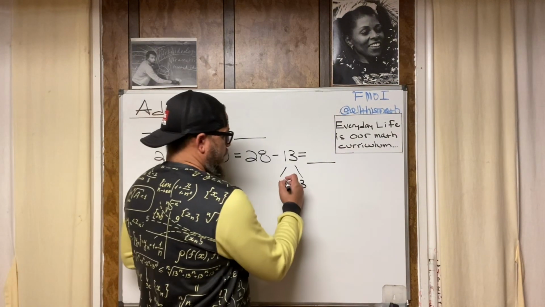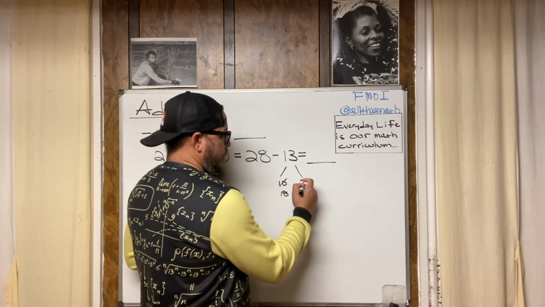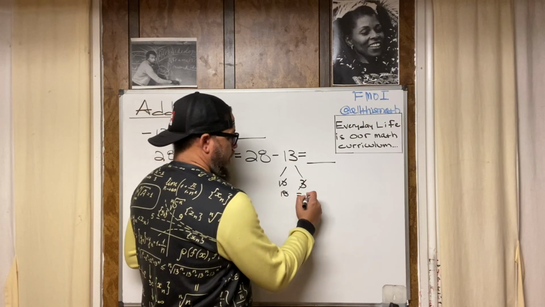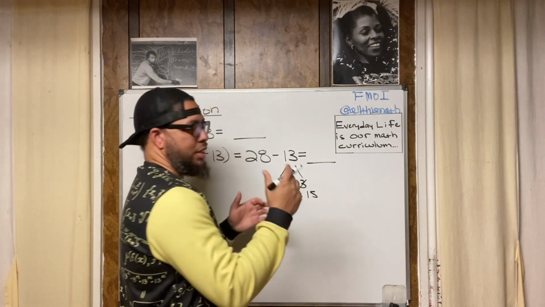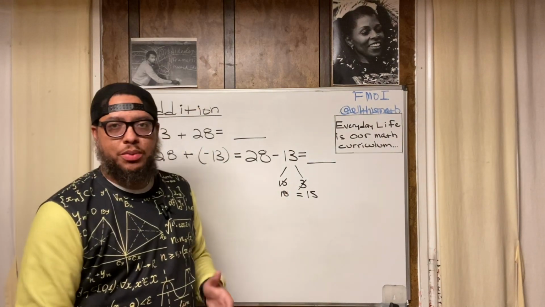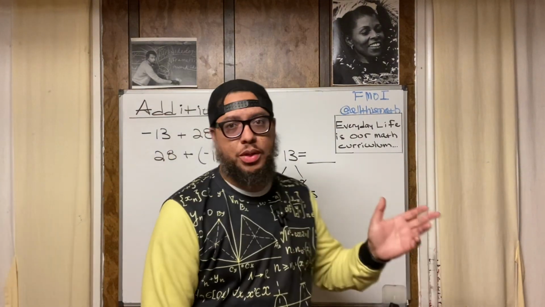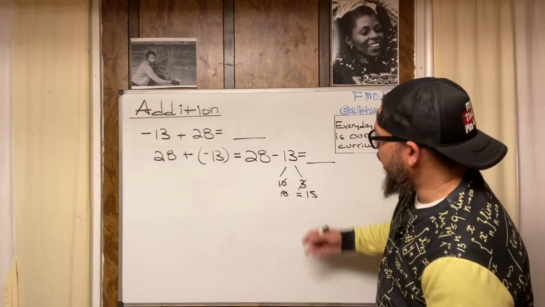So once we take the 10 away, now we got 18. And we take the 3 away, now we got 15. So there are a lot of ways we could do this, right? We can do these problems in different ways, right? Or you might just know, or you might have wanted to do this.